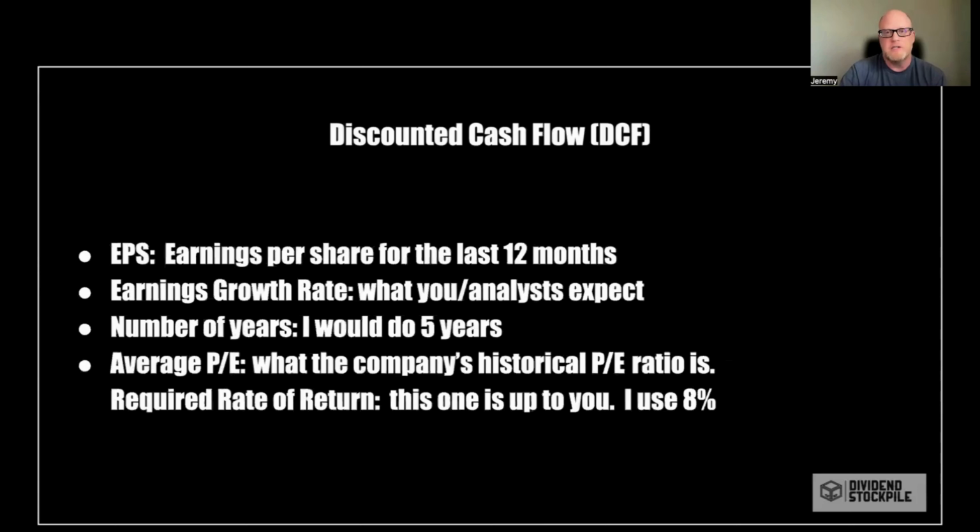So that's a lot of information. Let's talk about each one. The EPS is earnings per share, and you're going to want to pull up the last 12 months. You can find that on pretty much any financial website or the company itself. The earnings growth rate is what you or analysts you follow expect the earnings growth of Coca-Cola to be. Again, you can find that on most financial websites. Seeking Alpha is where I find it, and it always has very good, reliable information.